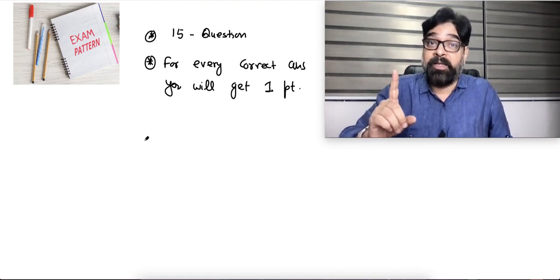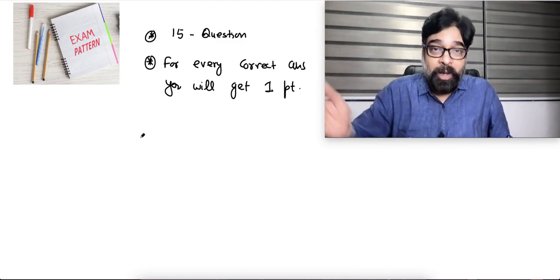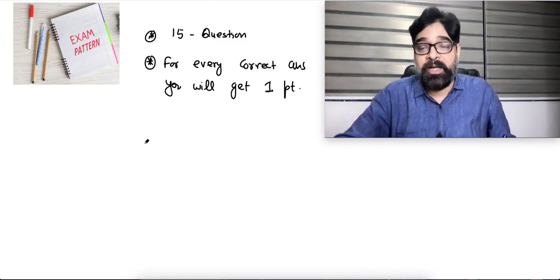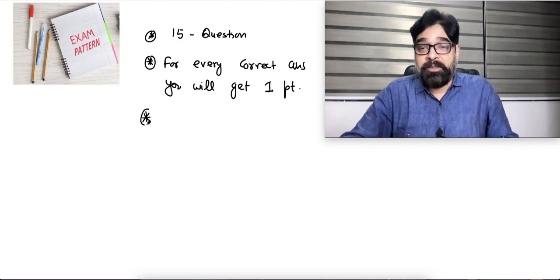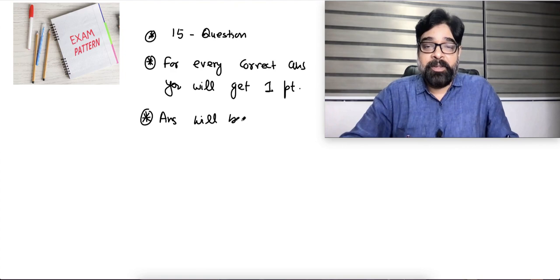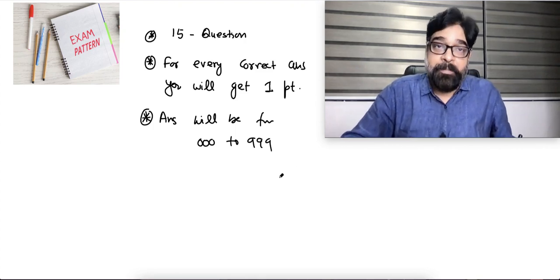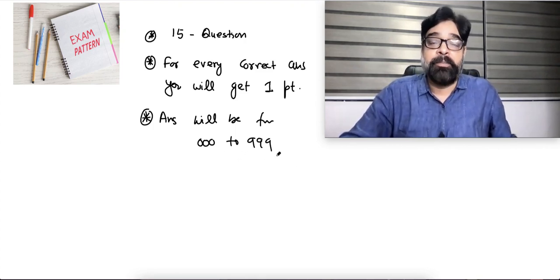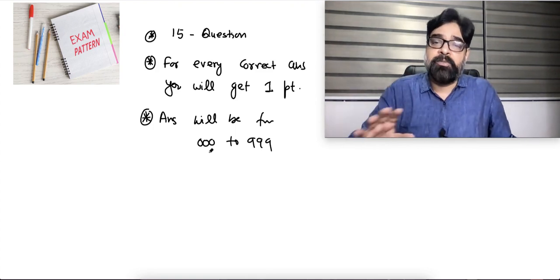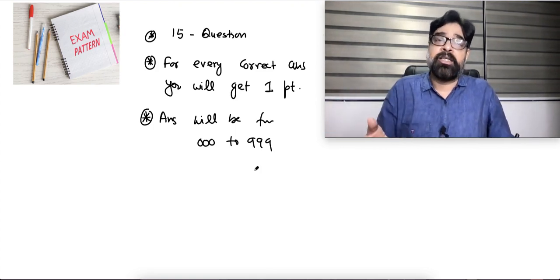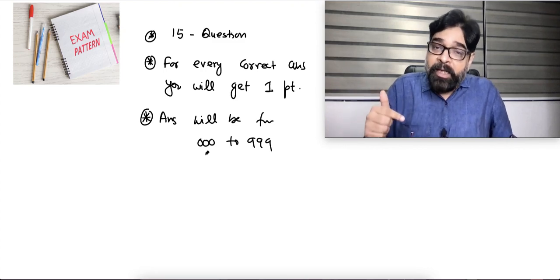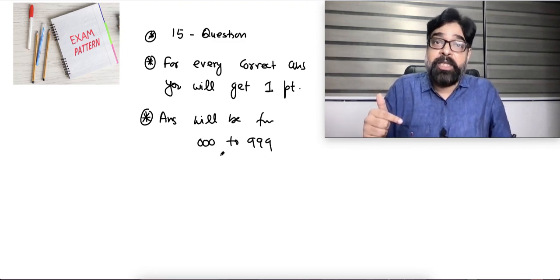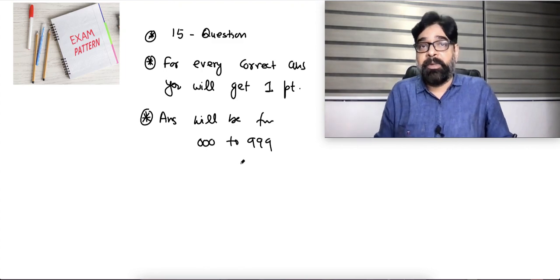Be clear about the correct answer, because they are not going to see what steps you are writing; you have to write only the final answer. Your answer will be from 000 to 999. This is a numeric integer type of answer. Every question is designed in such a way that its answer will fall between these numbers, including these numbers, right?